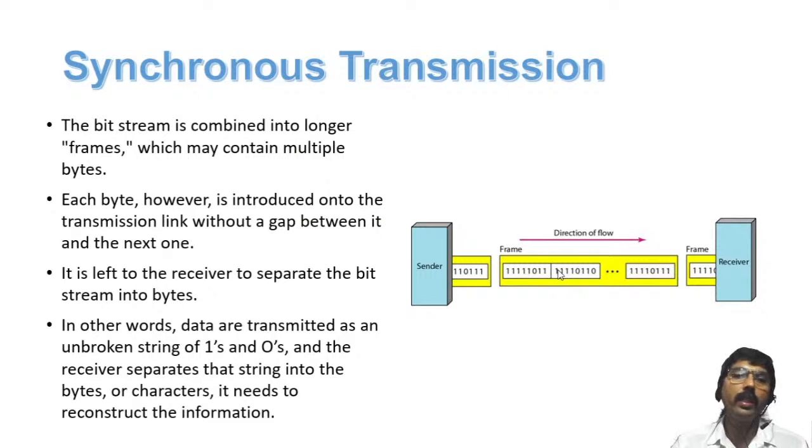It is left to the receiver to separate the bit stream into bytes. What the receiver will do is collect one frame and convert that into 8-bit bytes. One of the important points you have to remember is there is no starting bit here and there is no ending bit. In synchronous transmission, it is the job of the receiver to convert the stream of bits into bytes or characters.